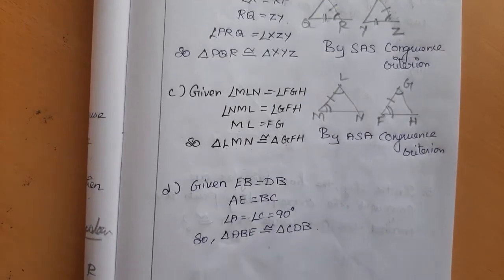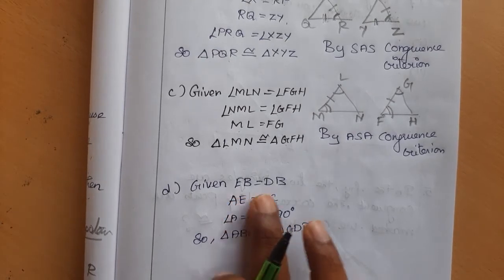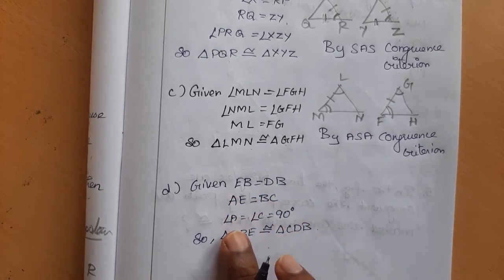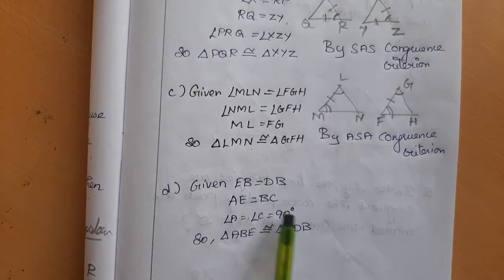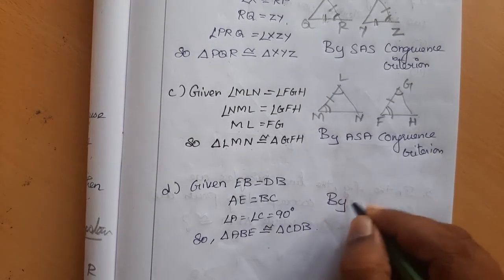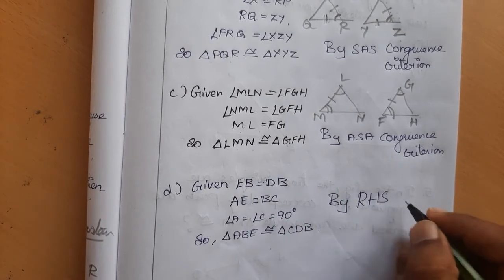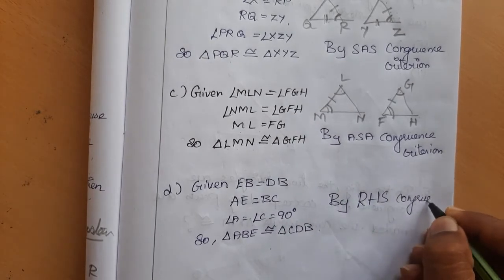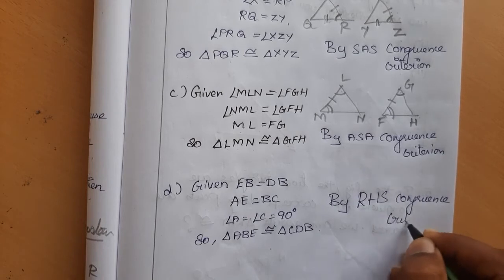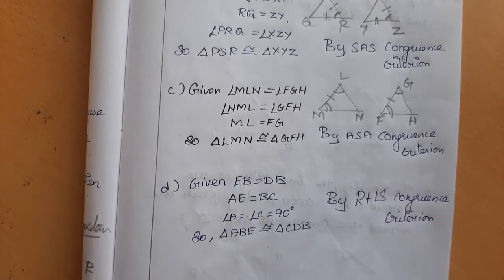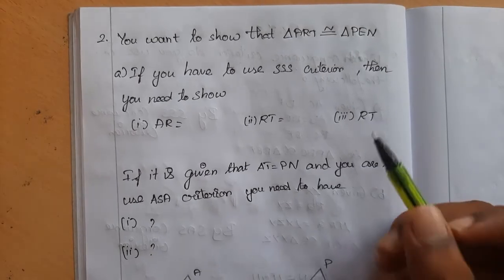criteria. So next, EB is equal to DB, AB is equal to BC, and angle A is equal to angle C, it's 90 degrees. It's given a right angle and two sides are given equal. So this is a right angle. So 90 degrees is given, so it is a right triangle, right? So by RHS congruency criterion. So here we go for the next problem.